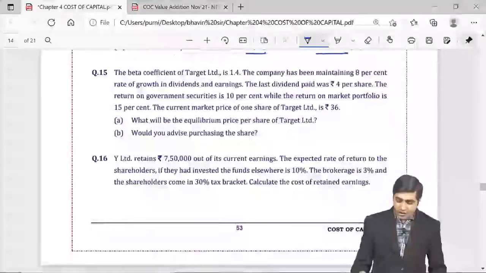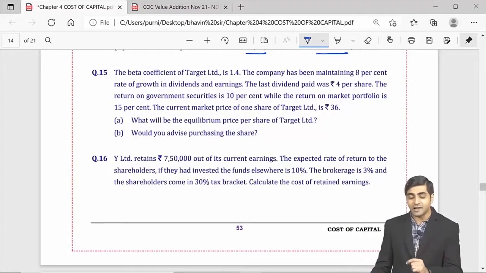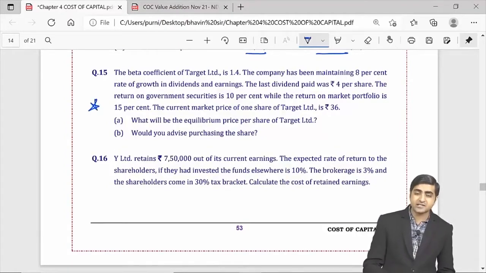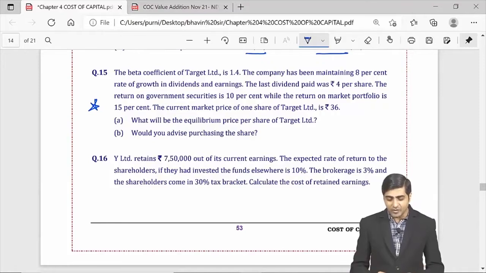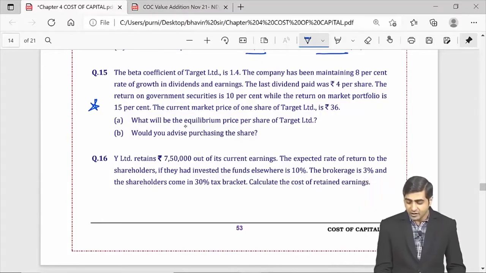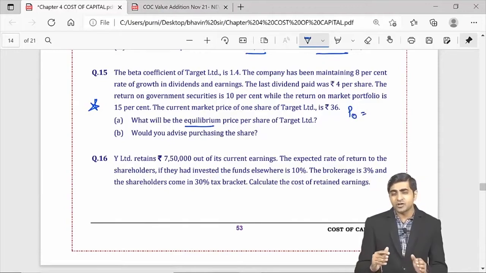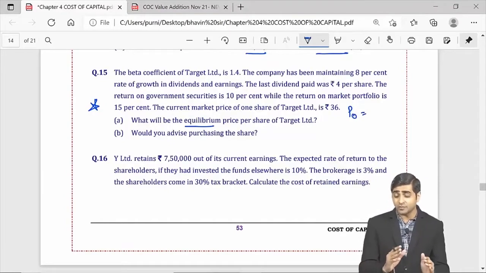Then, my dear students, in your question number 15, this is a classic question on your capital asset pricing model. So you can just put a star mark here, and in this particular question you are required to calculate your equilibrium price of the share. Now, to calculate your equilibrium price per share, we can just write down the dividend yield growth approach, but this time with an intent to calculate your P0.